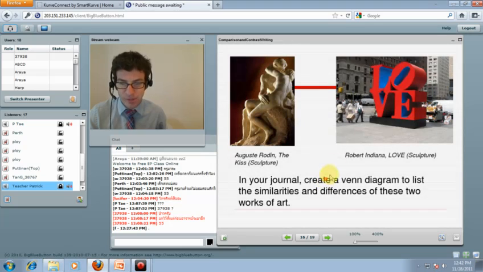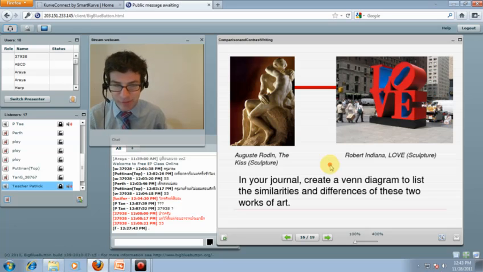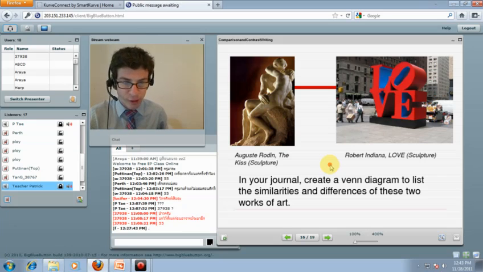Alright. So, in your journal, which you don't have to do, we'll do this together, create a Venn diagram to list the similarities and differences of these two works of art. We'll do this all together. Okay, so what is similar about these and what is different? Look at these two pictures really closely.